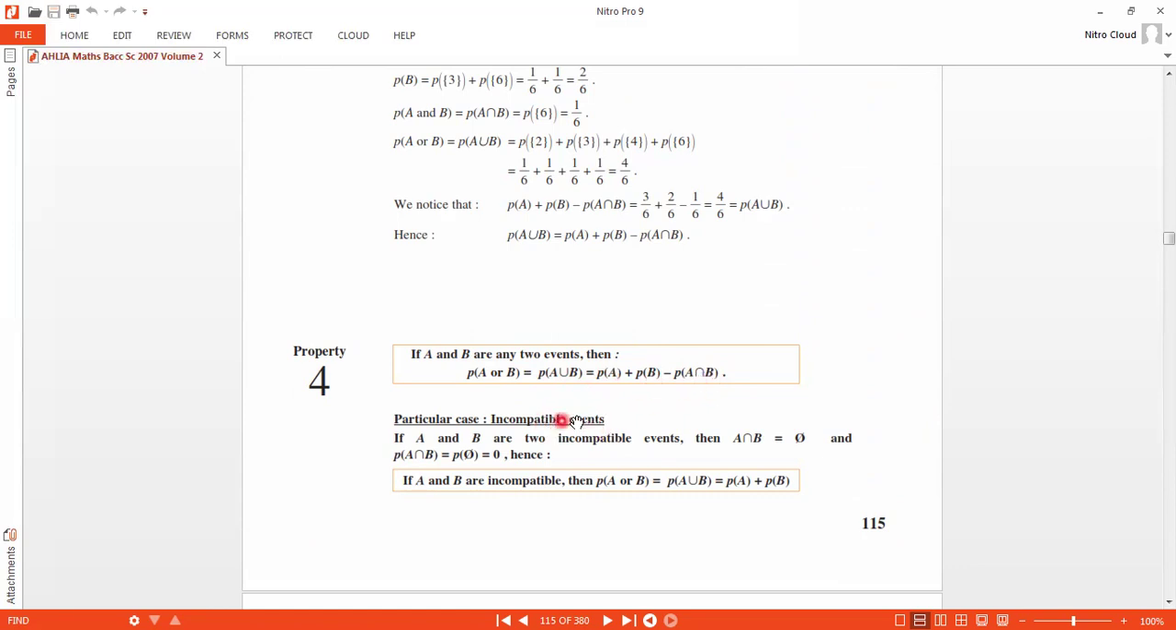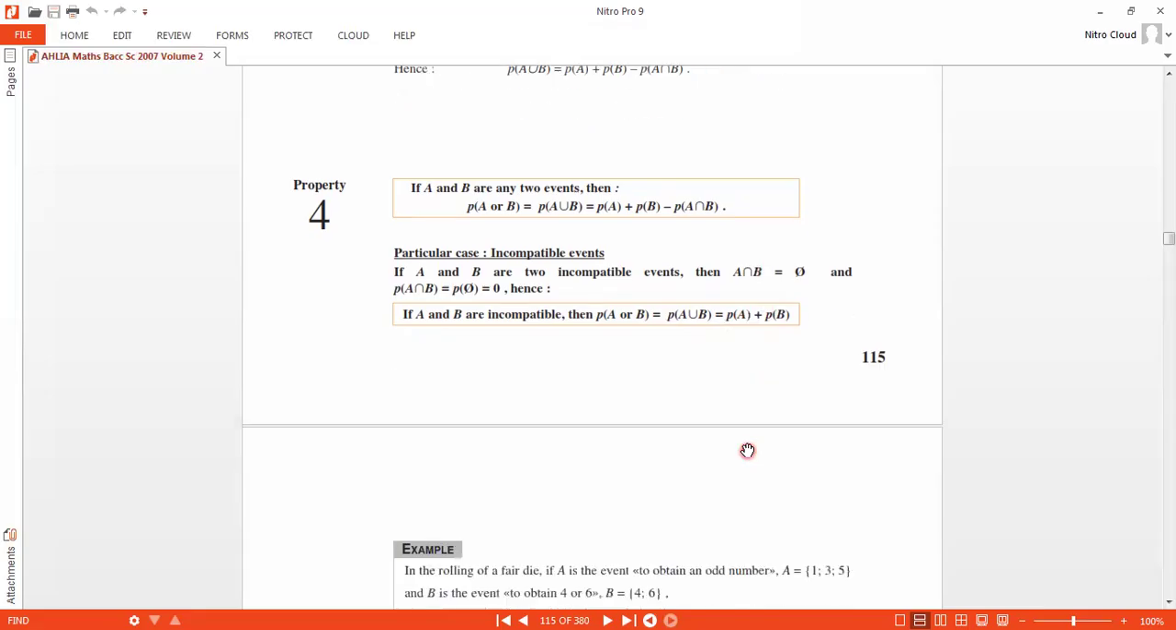And you still remember the incompatible events, where the intersection is empty. Then the probability of A union B is only probability of A plus probability of B without the intersection.